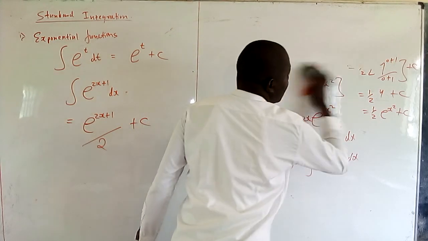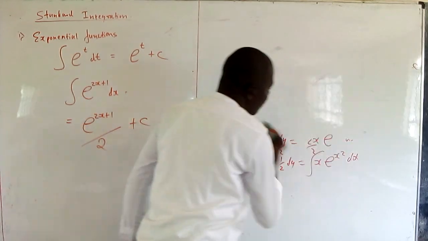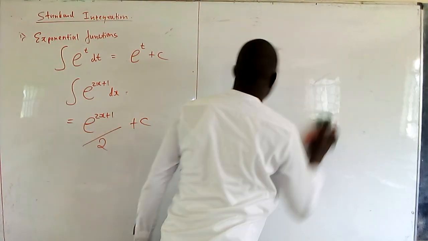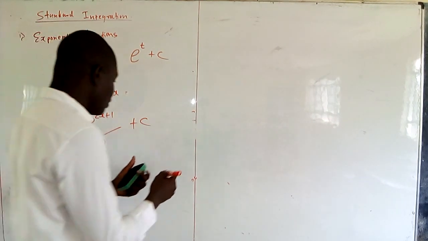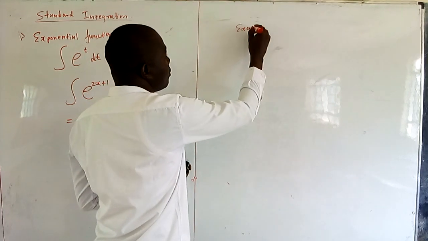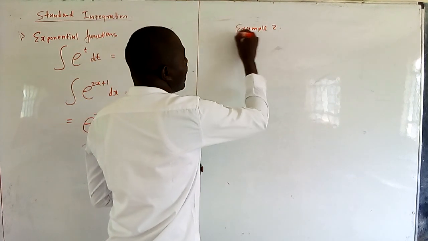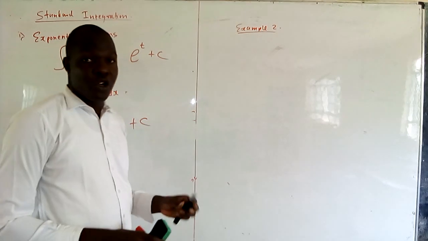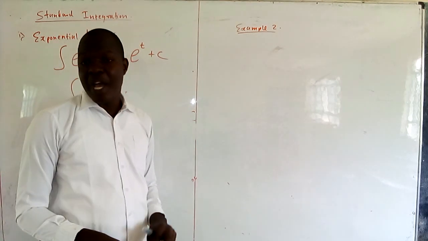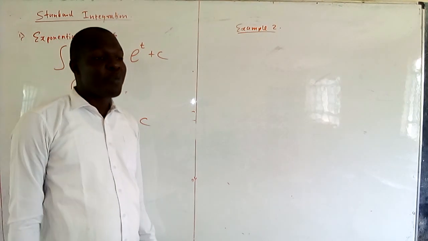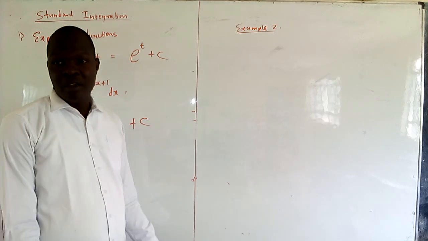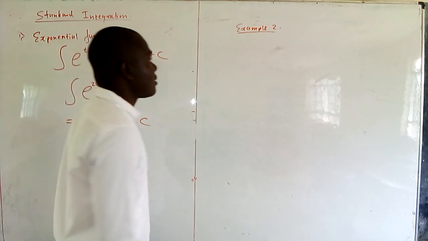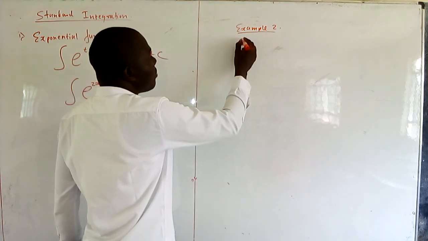So that is how to deal with exponential functions. If you see such cases of exponential functions, let's see example number 2. Just slowly, we are digesting it bit by bit. By the time we reach partial fractions, then we will start the business. It will then be more simple and more direct.